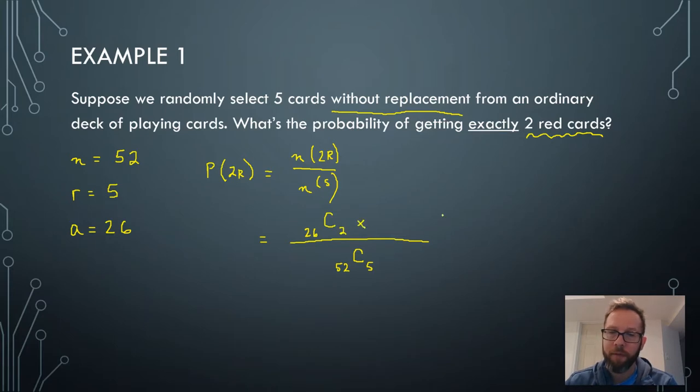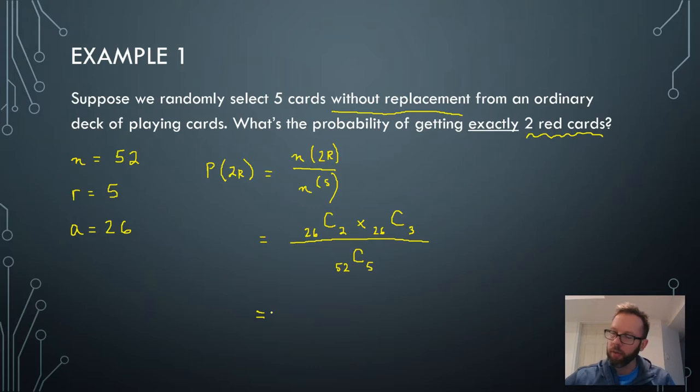And then we have our failure group, the black cards. Remember, these left and right numbers always add up. If you have 26 red cards, you have 26 black cards, which adds to 52. And to get exactly 2 red cards, that means we have 3 black cards. And look, 2 plus 3 is equal to 5. So we've set up this calculation. They all look the same. And now we just have to find out what the answer is. 26 choose 2 times 26 choose 3 divided by 52 choose 5.